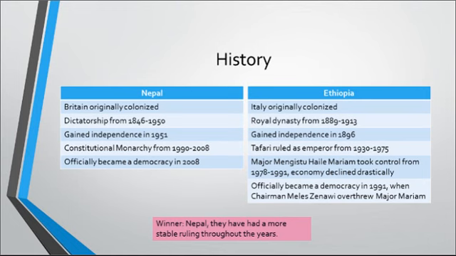From 1889 to 1913, Ethiopia was a royal dynasty. This is when Italy colonized Ethiopia. A few years later, they went to war, and this is when Ethiopia gained their independence.